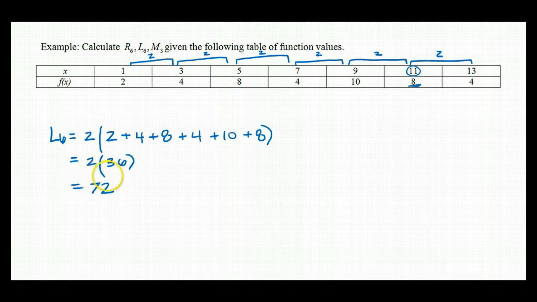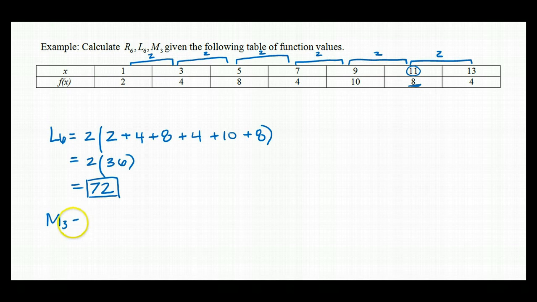So a left-handed approximation to this function f of x is 72, which is pretty close to the other value that we found of 76. So we know that our answers aren't too far off, which is a good thing. We wouldn't want 2 completely different answers or we might question our results. Alright, so the last one we're going to do is compute M3.